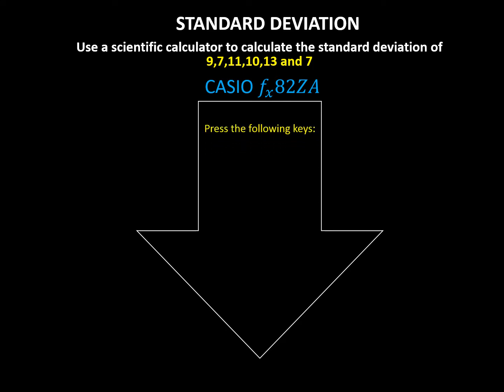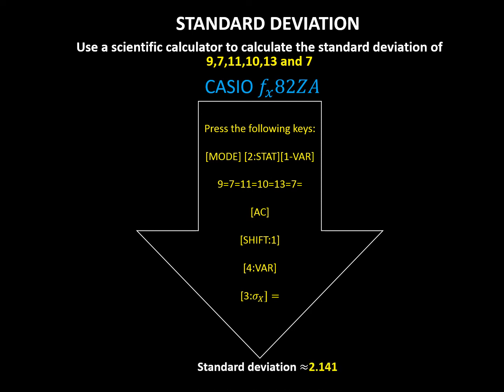press the keys: mode, then stat, then variance. Enter the numbers very slowly, very carefully, then press AC. After that, you go to shift 1, then 4, you press 4 for variance. Now we get the standard deviation. Press number 3. We get standard deviation is 2.141 on the calculator.